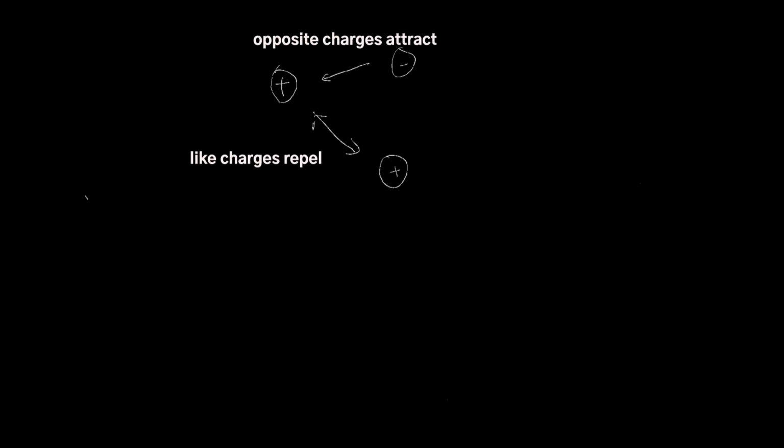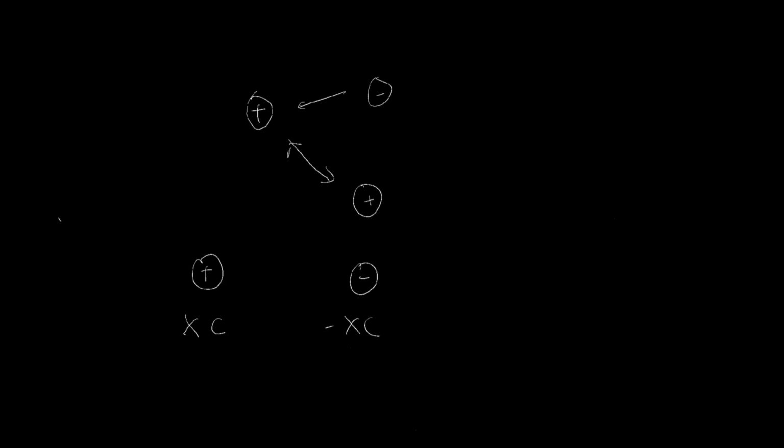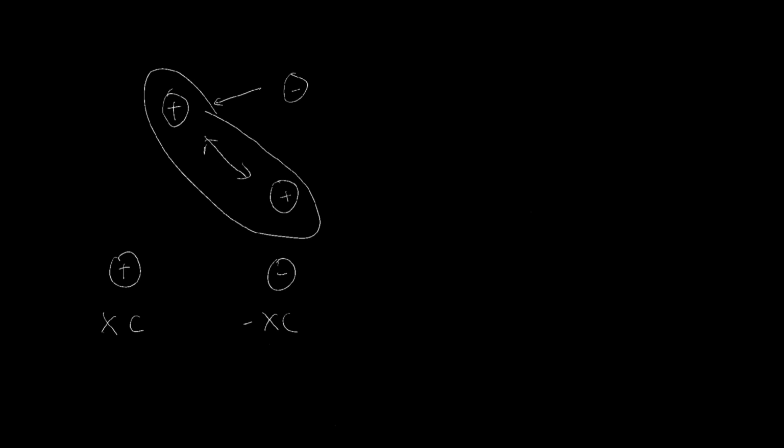Charges, like positive or negative charges, can be quantified with the unit coulombs. For example, a positive charge can be quantified as x coulombs with the unit C, and a negative charge can be quantified by negative x coulombs. Obviously, x can be whatever number you want. However, in order to actually quantify the interaction between the charges, for example, what is the force of repulsion between these two like charges, we can use Coulomb's law, which states that Fe, the electrostatic force, equals kQq divided by r squared.